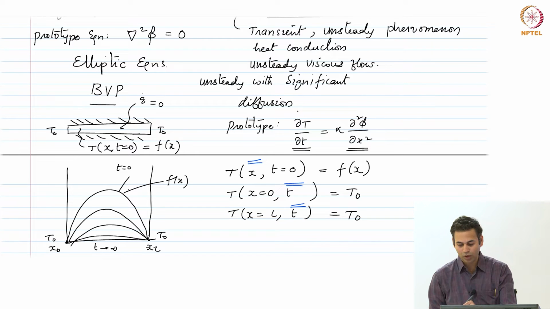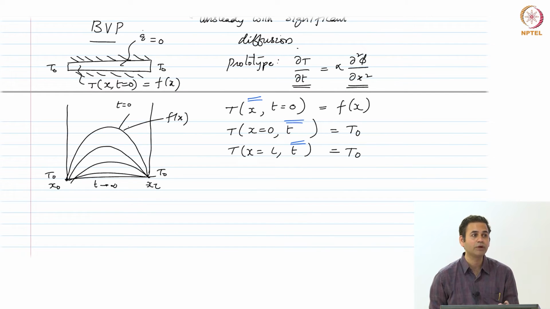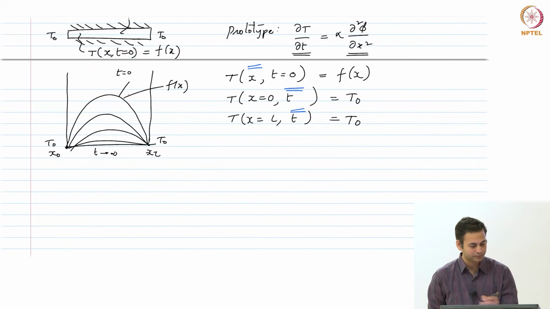Okay, so if we move on, even unsteady viscous flow is an example of a parabolic type of equations, okay. Because of the viscosity, you have significant amount of diffusion happening in the flow, right. Okay, now coming to the hyperbolic problems.